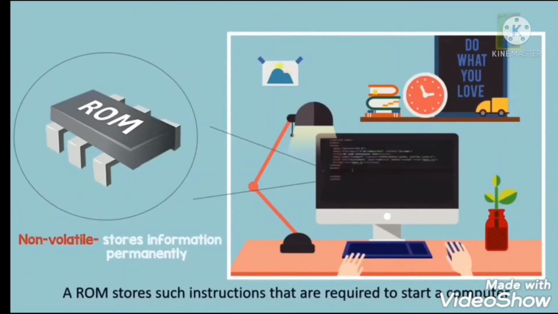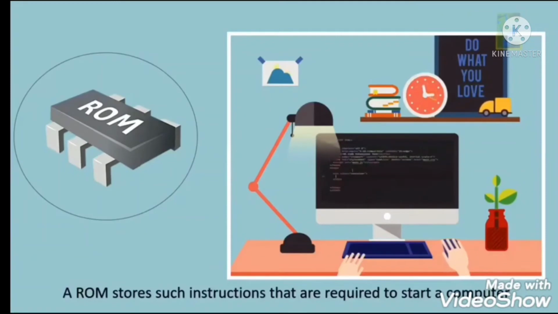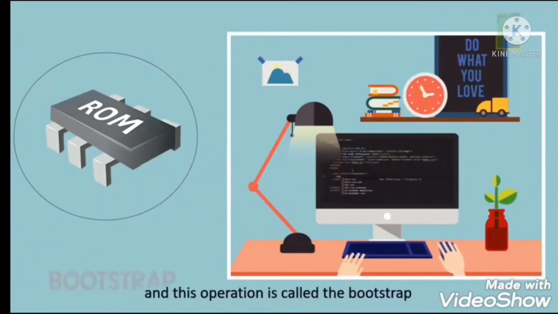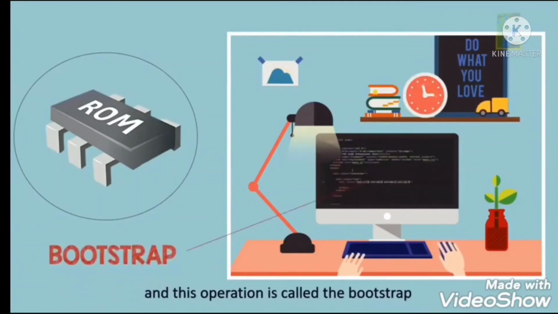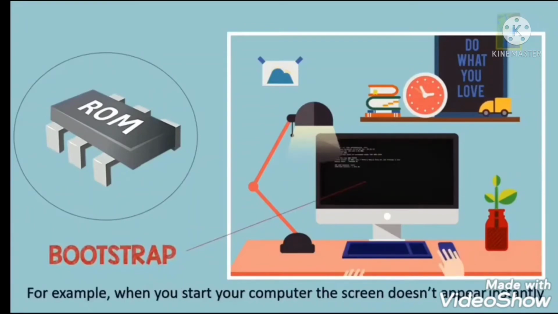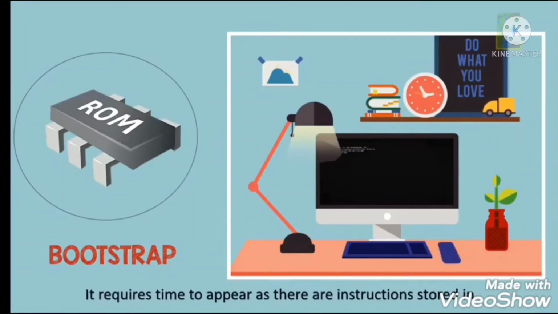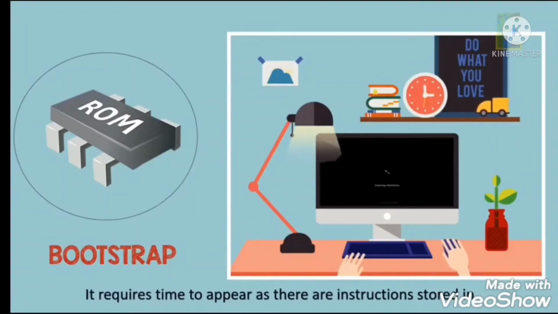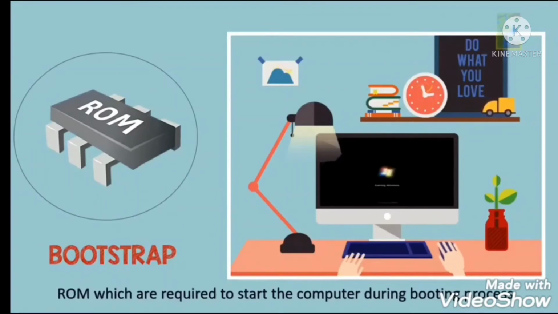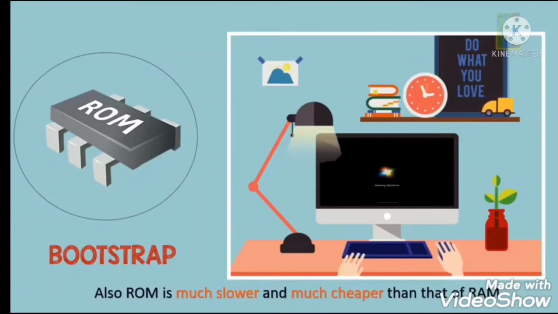A ROM stores the instructions that are required to start a computer, and this operation is called the bootstrap. For example, when you start your computer, the screen doesn't appear instantly. It requires time to appear, as there are instructions stored in ROM which are required to start the computer during the booting process. Also, ROM is much slower and much cheaper than RAM.